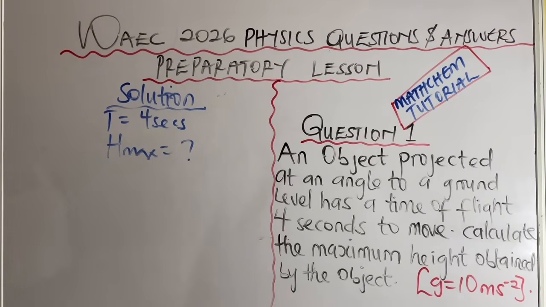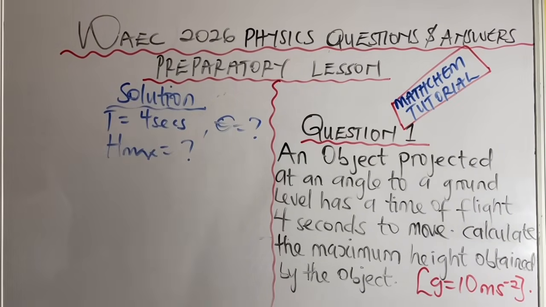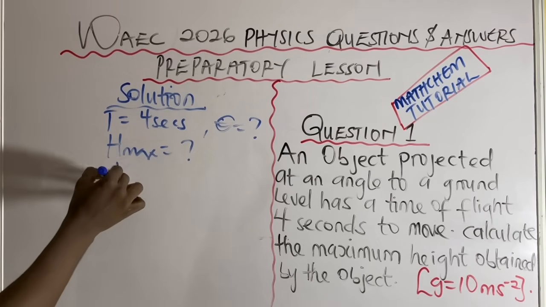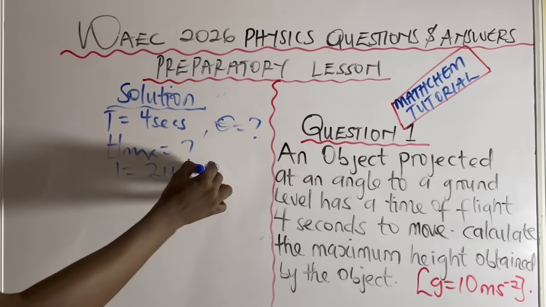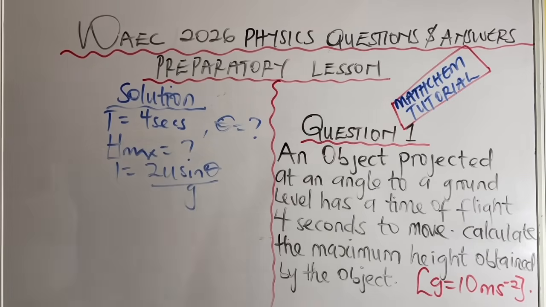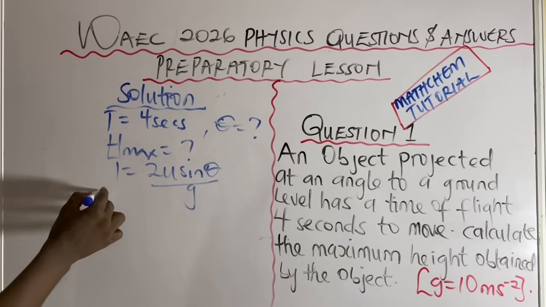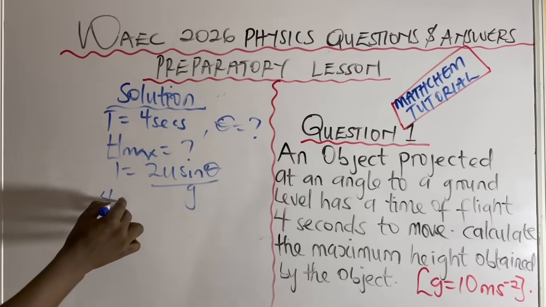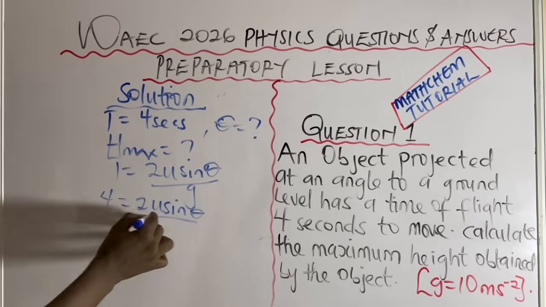Now how do you go about it? Take note, we are not given theta, we don't know what theta is. And the formula for time of flight is basically T equals 2u sine theta over g, isn't it? So once we have this, what do we do next? We are already given T. T is 4, that is 4 seconds equals 2u sine theta over 10, right?